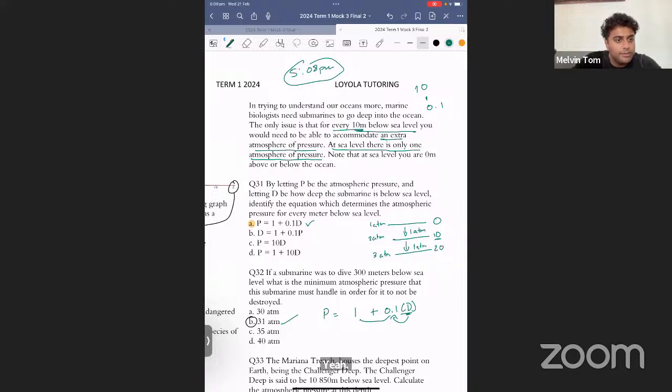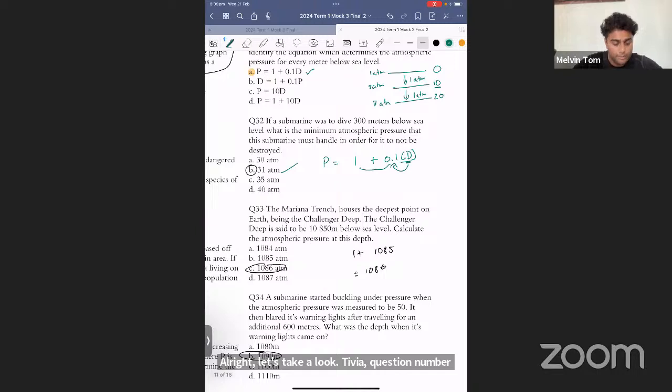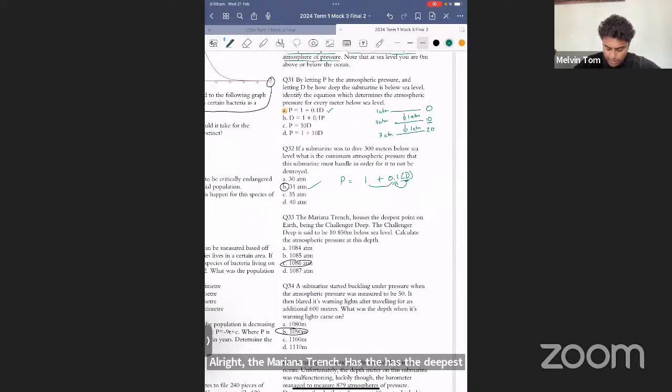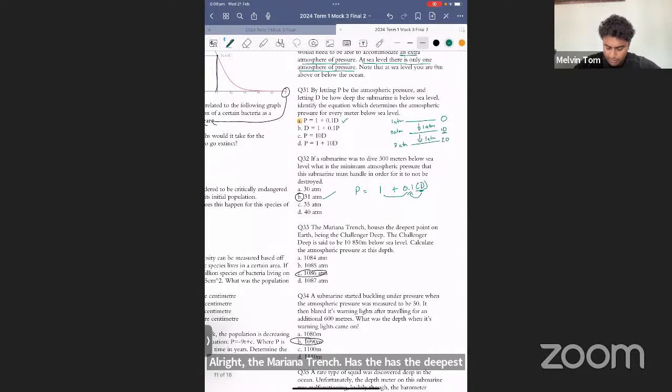First question that sends through now will get answered. So that's Tivia and then Kate. Tivia, question number 33, and then Kate is question number 18. The Mariana Trench has the deepest point on Earth, being the Challenger Deep. The Challenger Deep is said to be 10,850 meters below sea level. Calculate the atmospheric pressure at this depth.